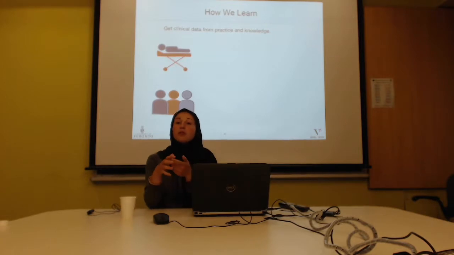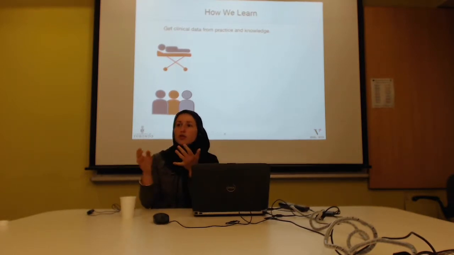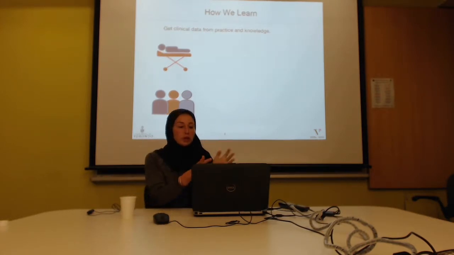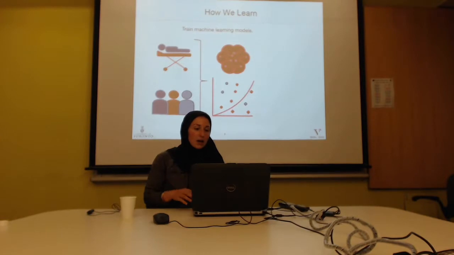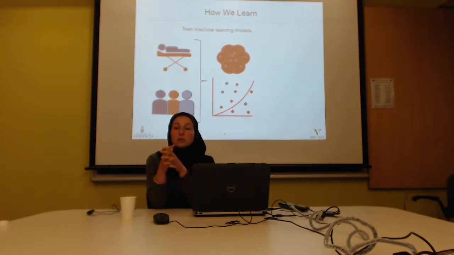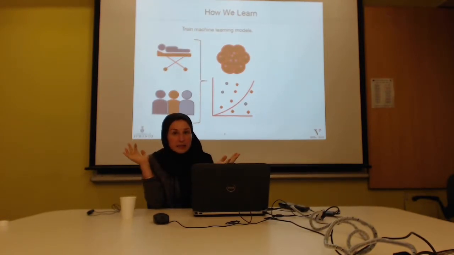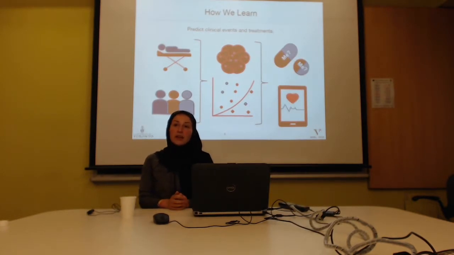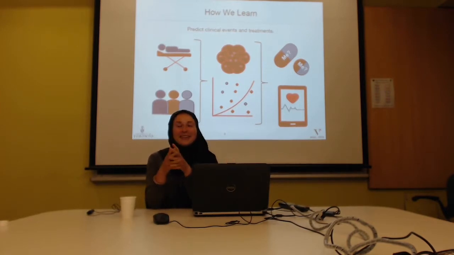The other thing we could learn from is knowledge, right? There's clinical textbooks, there's all of these papers that are in JAMA, the New England Journal, the Lancet, right? That's knowledge. So we could learn from those things, and then we can train these machine learning models. They could be simple or high capacity. And then finally, we try to predict stuff. We try to predict clinical events and treatments. And so you're probably all nodding now. You're like, oh, very nice, very nice.